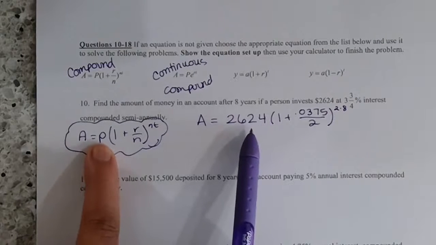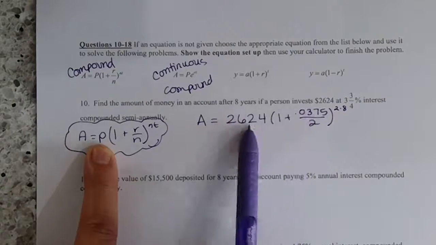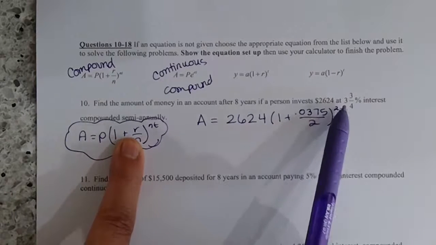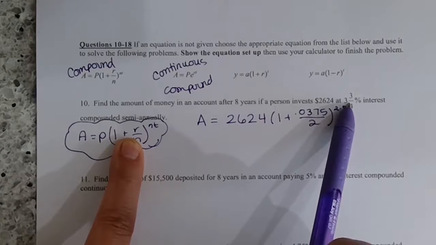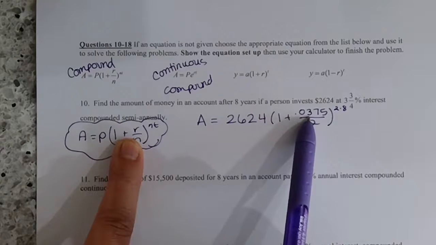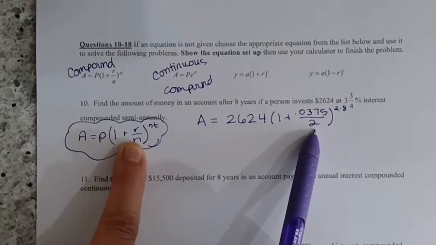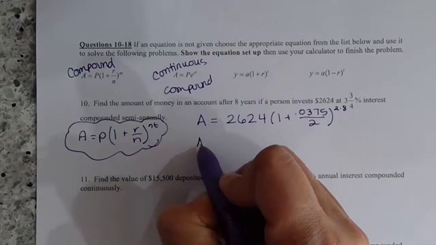And then plug in your variables. P stands for the principal amount, starting amount. So there you go. One plus your rate. Your rate is as a decimal. This is 3.75. 3.75% as a decimal is 0.0375. Number of times compounded semi-annually is going to be twice a year. So 2 times 8, plug it into your calculator and whatever you get.